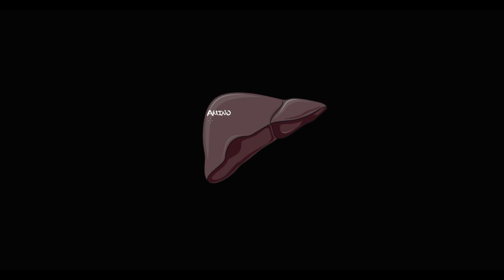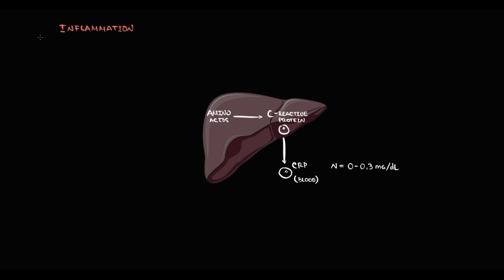C-reactive protein is produced in the liver from amino acids. Then hepatocytes secrete C-reactive protein into the blood, and the normal concentration of C-reactive protein in the blood is 0 to 0.3 mg per deciliter. The most common condition that causes an increase in C-reactive protein is inflammation. It can be bacterial inflammation, it can be inflammation due to tissue injury, or it can be systemic autoimmune inflammation.